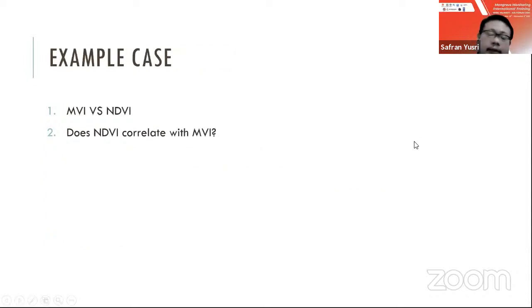In this example, previously we have already created the MVI script. So now we're going to reuse the MVI script. We want to know whether NDVI correlates with MVI, or vice versa, whether MVI correlates with NDVI. Do these variables correlate with each other? And how much does NDVI affect MVI, or vice versa?